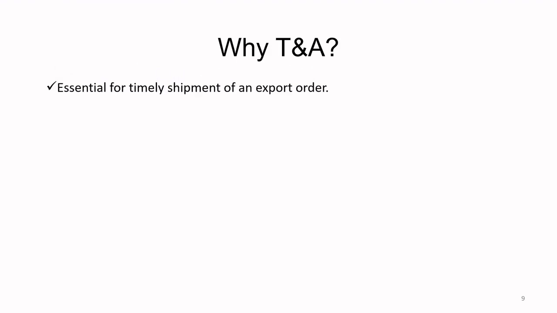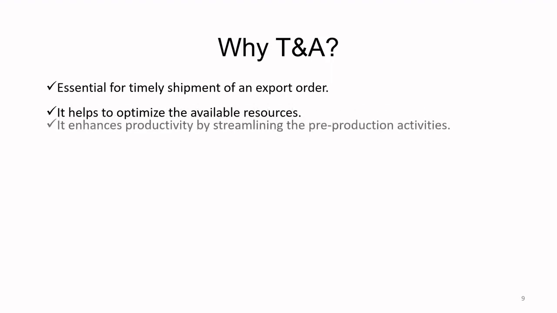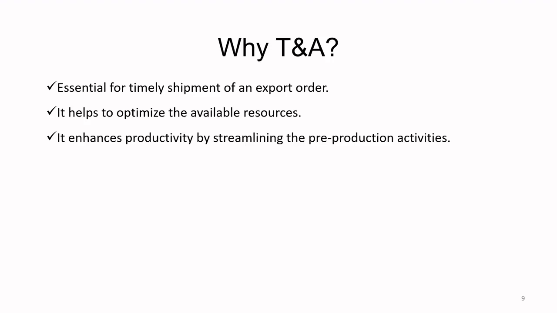So the time and action calendar is essential for timely shipment of an export order. It helps to optimize the available resources. When you are making the time and action calendar, you will know how many machines are available, how much washing and finishing capacity you have, and therefore accordingly you can use the resources to the maximum and not waste them, so the resources will not go idle on any given day.